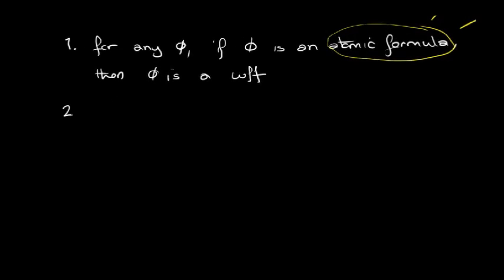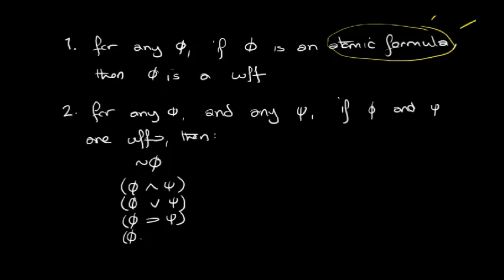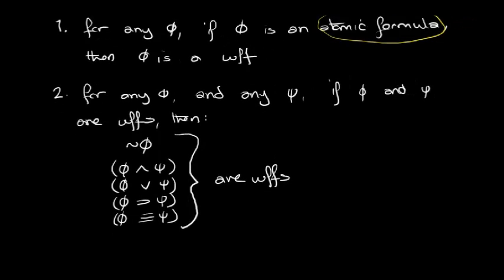Okay. Now our second rule, we're going to need 2 variables, so we'll say for any phi and any psi, if phi and psi are well-formed formulas, or wffs, then tilde phi, phi caret psi, phi vel psi, phi hook psi, and phi triple bar psi, all of these are well-formed formulas of PL. So there's our second rule.